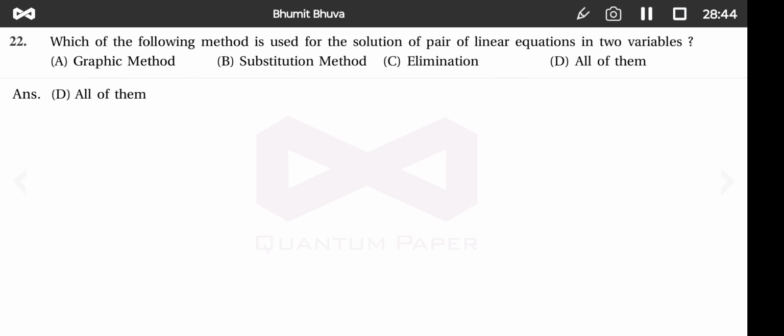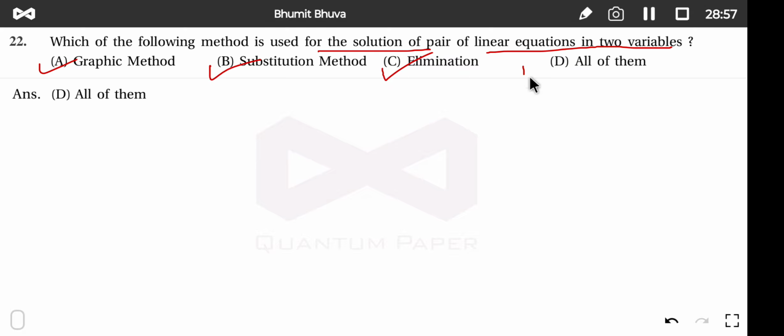Okay, the next one. Which of the following methods is used for the solution of a pair of linear equations in 2 variables? The graphical method is also used. The substitution method is also there. The elimination method is also there. So the answer is D, all of them.